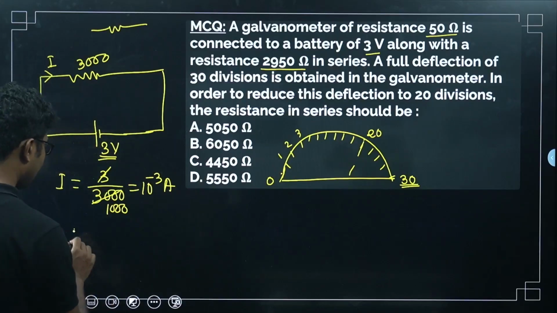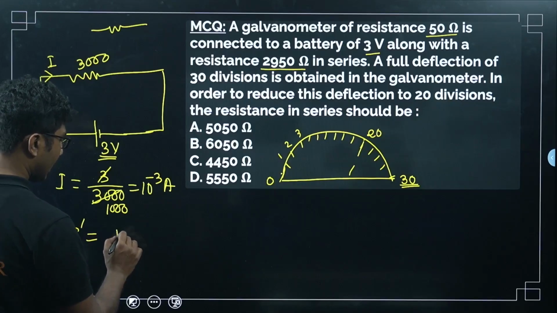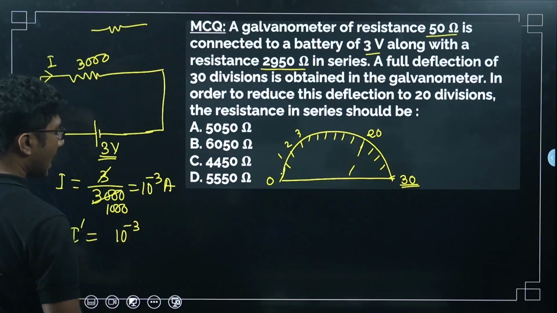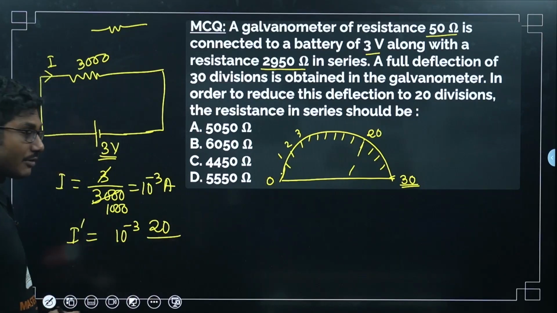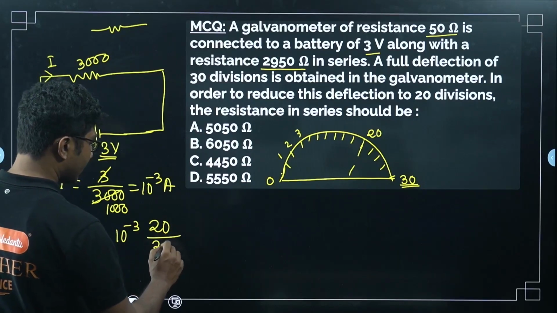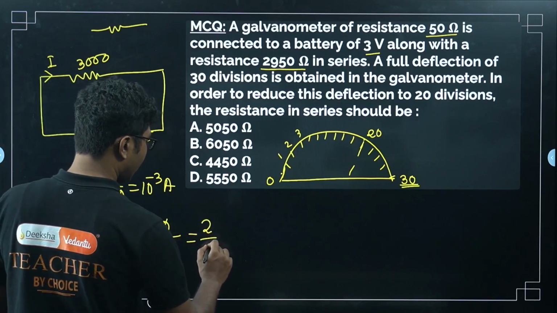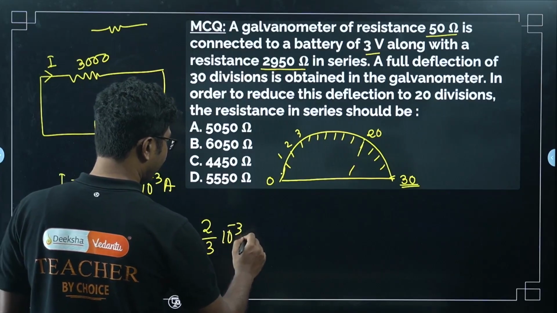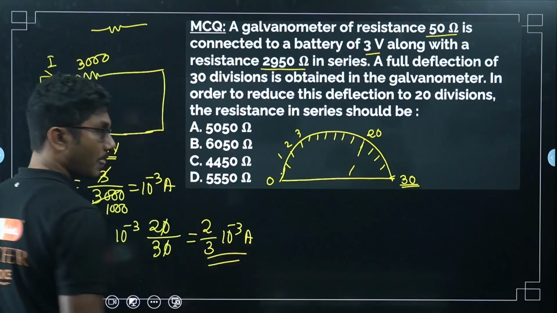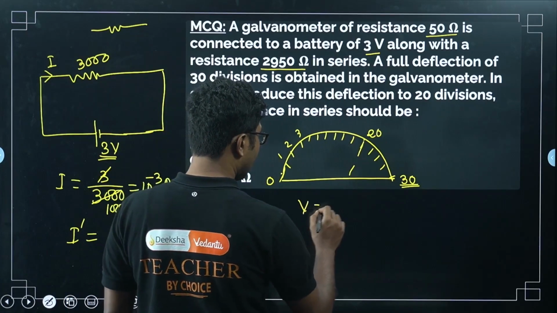The new current, say I dash, should be equal to 10 to the power of minus 3. What is the new division that we want? What was the old division that was there? So we need to reduce the current, and this should be our current. So how much should be the resistance? Voltage is fixed. So V is equal to IR.